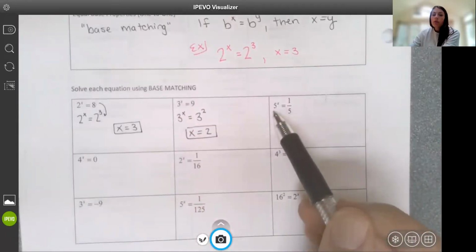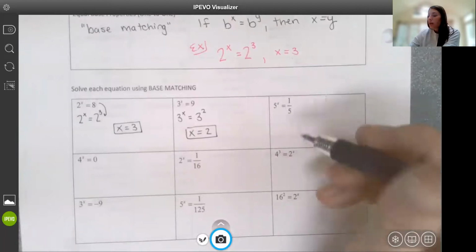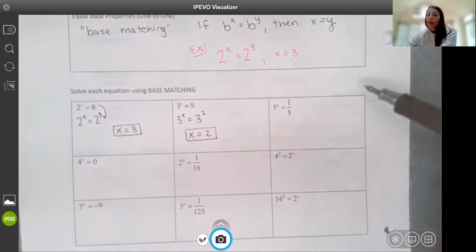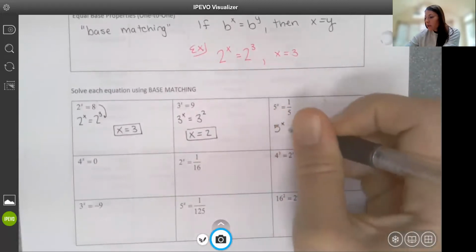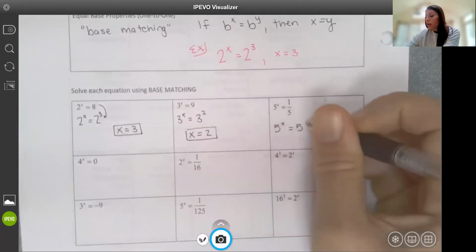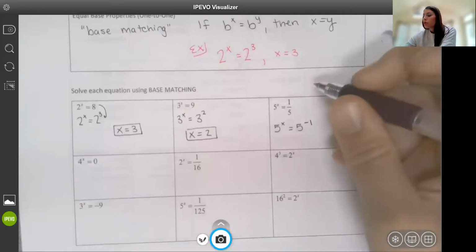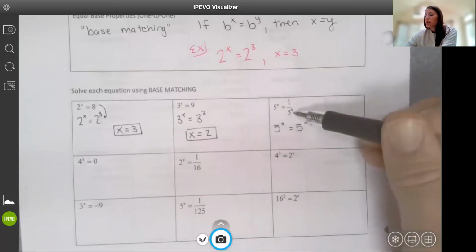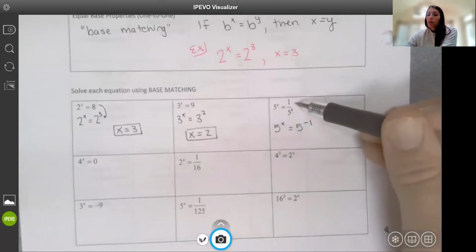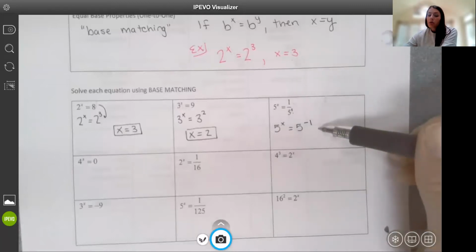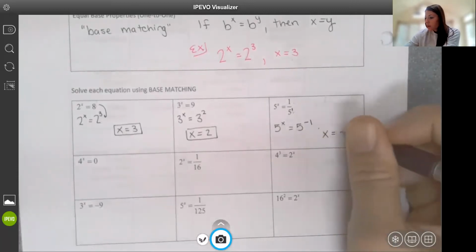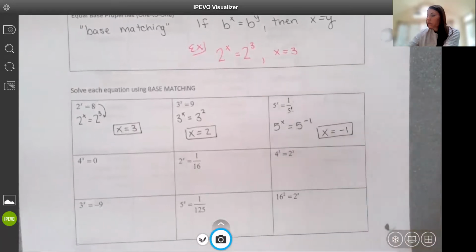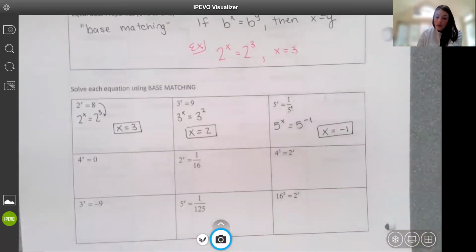5 to the x equals 1/5. So for this one, that's using that negative exponent property, and we're going to use it backwards. So I can write 5 to the x equals 5 to the negative first. And so what I'm doing is I'm taking this 5 to the first in the denominator, and I'm moving it back up into the numerator. And so that would make that negative. And then I can say, oh, okay, x equals -1. Now the next one's a trick question.